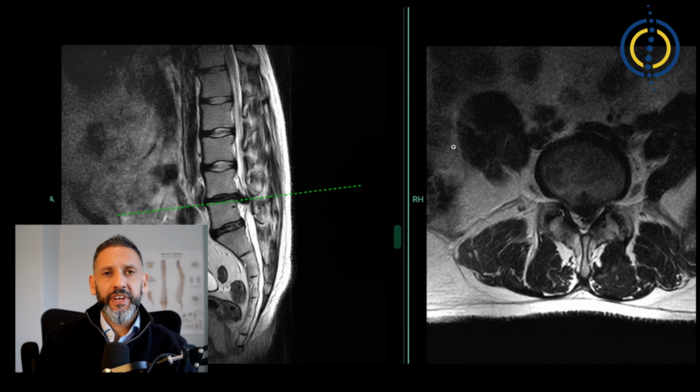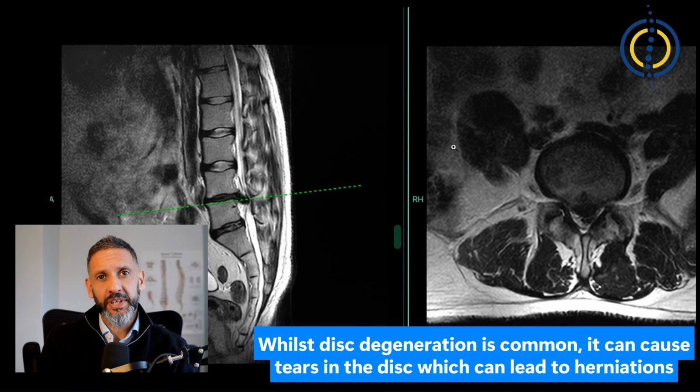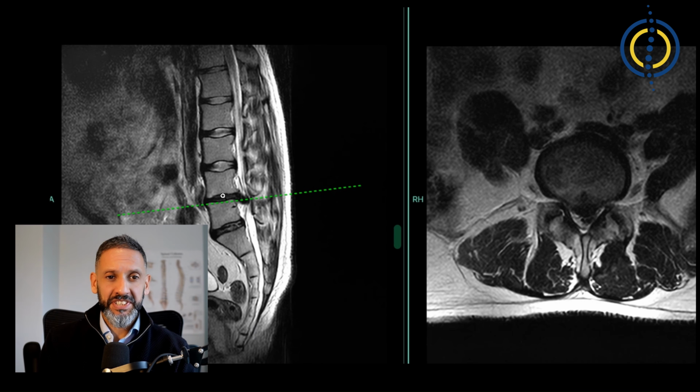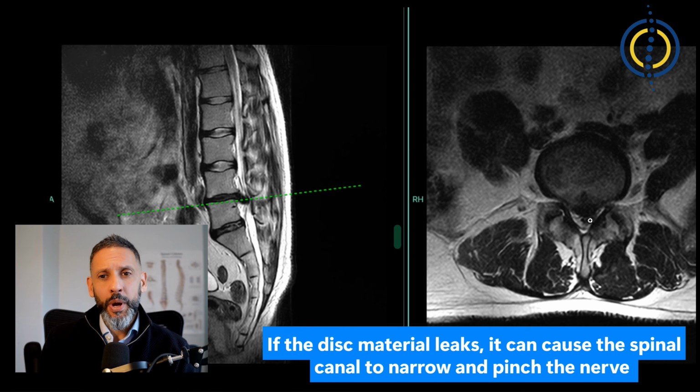If we specifically discuss disc degeneration, that's a common finding, but sometimes disc degeneration can cause a significant tear, as demonstrated here, with disc material, the stuff in the middle of this disc space, herniating or protruding outwards into the spinal canal. And if we come over to this image here, a cross section of where that line is, you can see all of this disc material filling up that spinal canal, pinching the nerves, again causing sciatica.